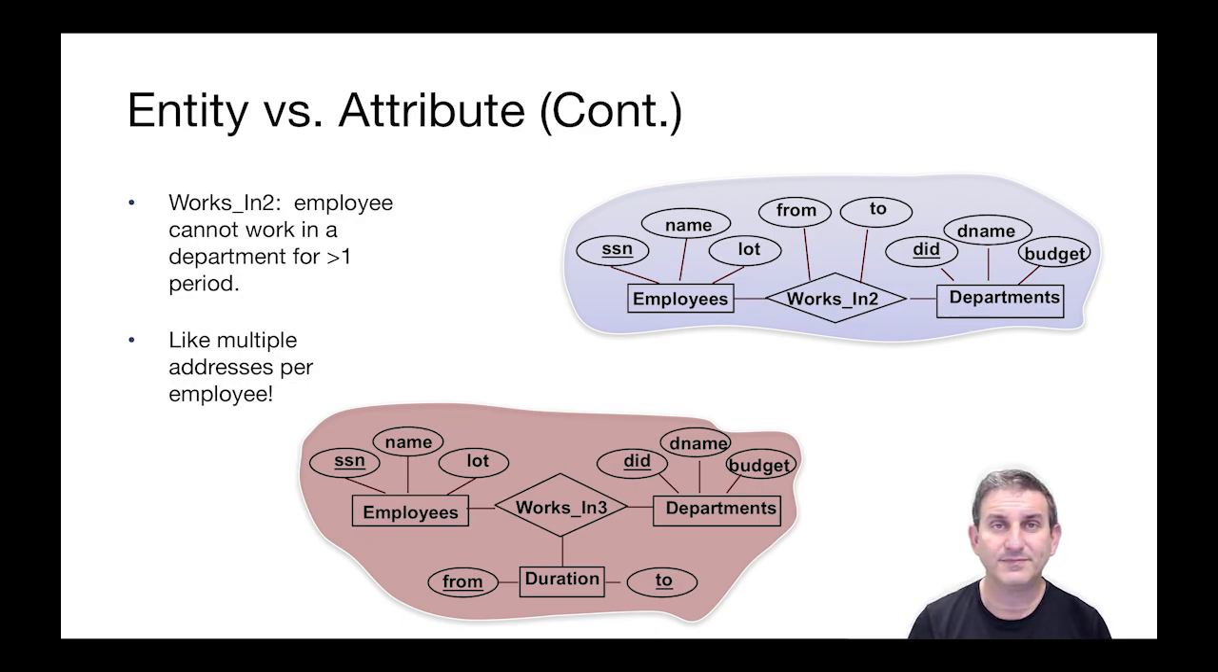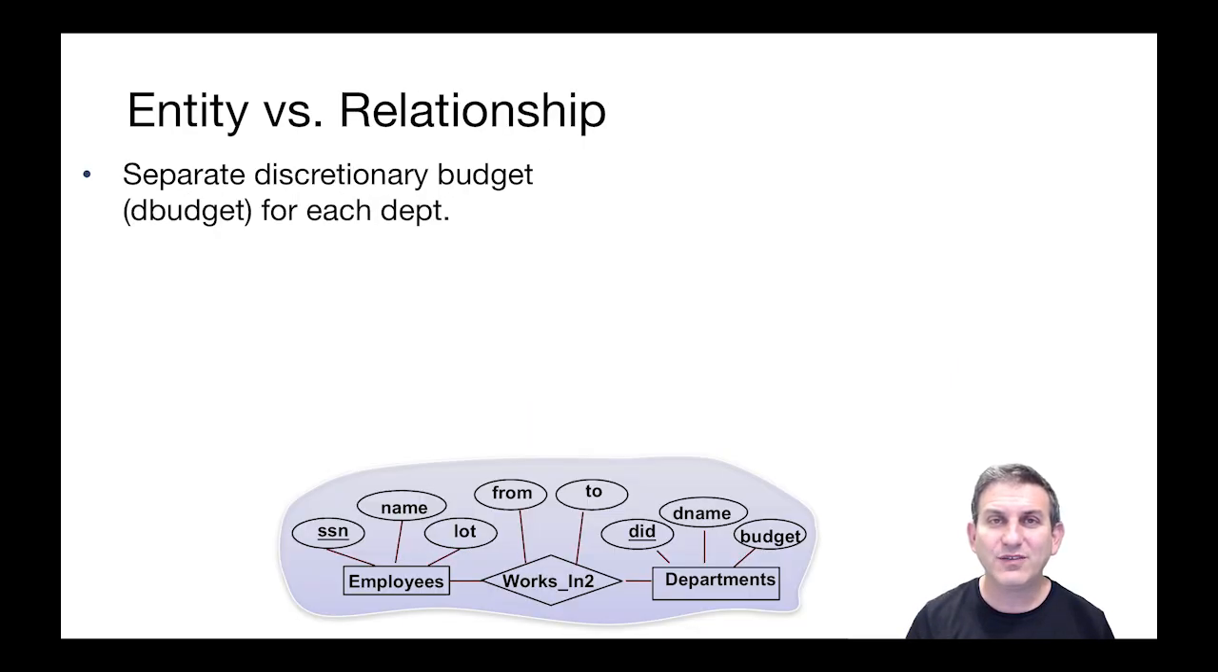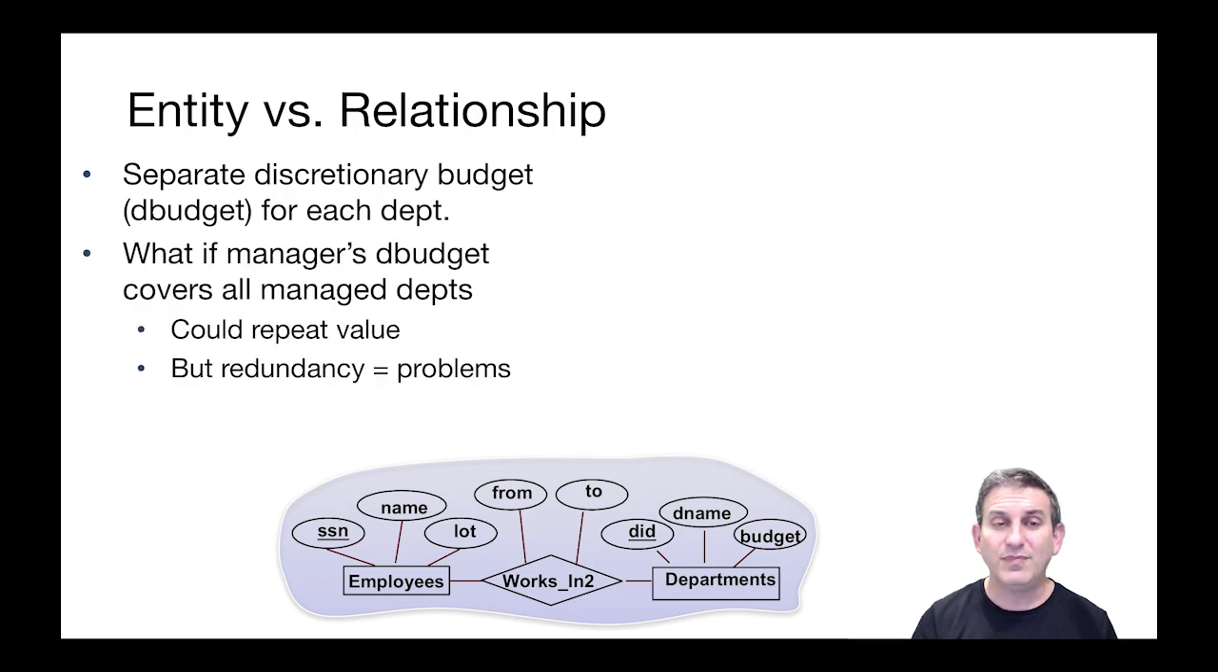Let's look at one more example where we consider the trade-off between modeling something as an entity or as a relationship. So we have our works in schema again, and we're going to introduce a new concept, which is that every budget's going to have a discretionary budget that the manager gets to decide how to use. It's separate from the regular budget. Now, of course, we could just record it as an attribute of the department, and that would be fine. But what if we wanted to give the manager the ability to use a D budget that was theirs across all the departments they manage? So if they manage 3 departments, they can decide how to break up that discretionary budget across those departments.